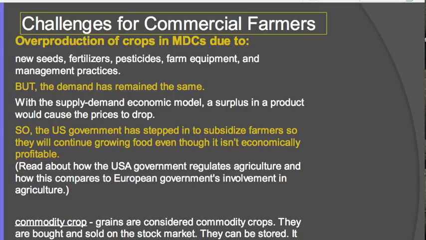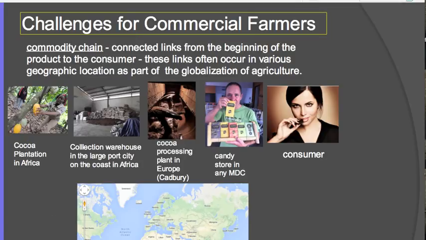A commodity chain is specifically looking at the links or the process of a product from its beginning to the end. And as we think about the commodity chain of something like chocolate, a chocolate candy bar, this doesn't always just happen in maybe one country or one place. These commodity chains can stretch across the world.